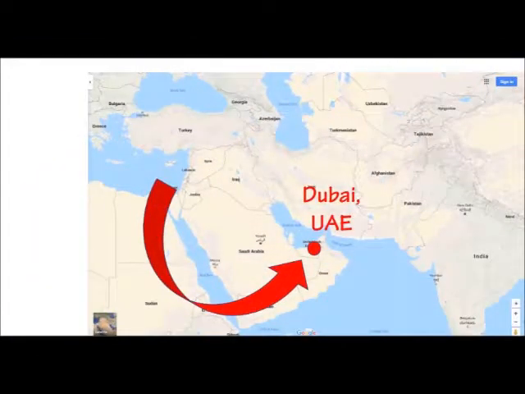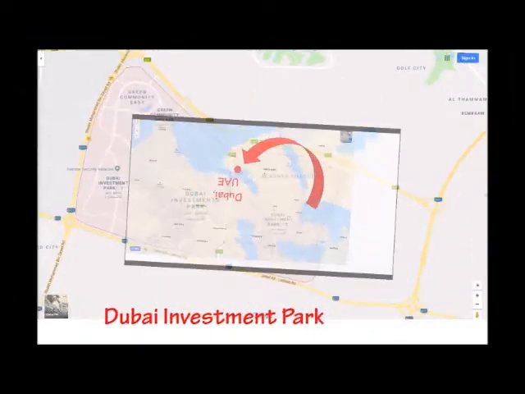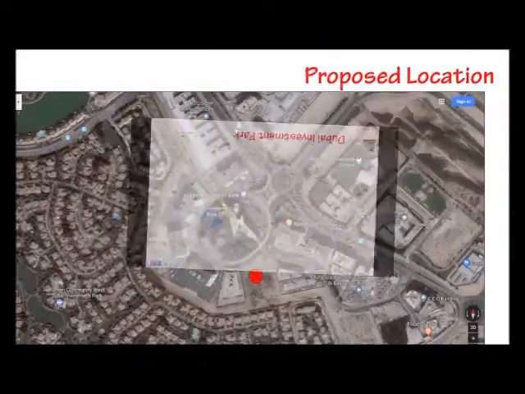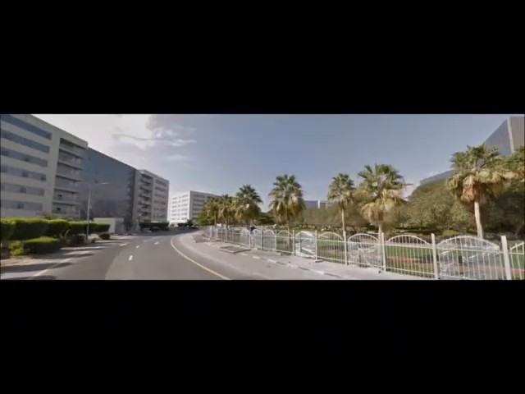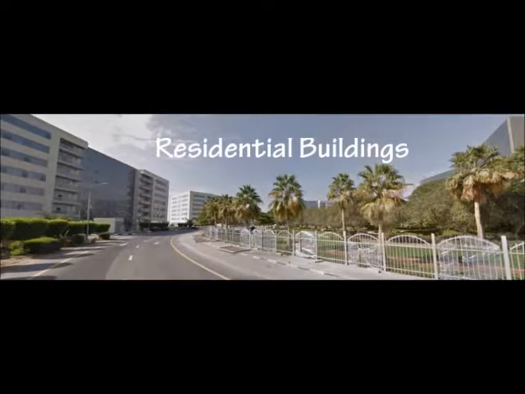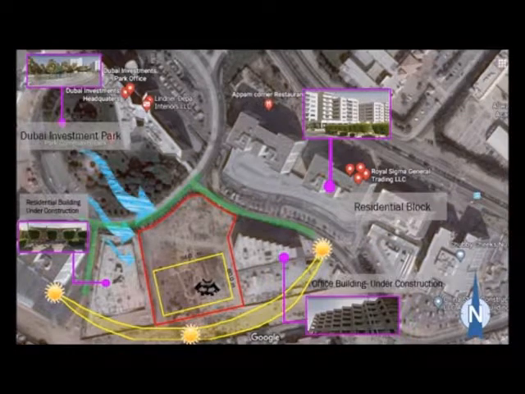The proposed plot is located in Dubai Investment Park. It has a dimension of 80 meters by 94 meters, with a total plot area of 7,520 square meters. The plot is surrounded by a residential building and a park. The sun path diagram is plotted on the layout. Access to the plot is through two main roads, as shown in the layout.